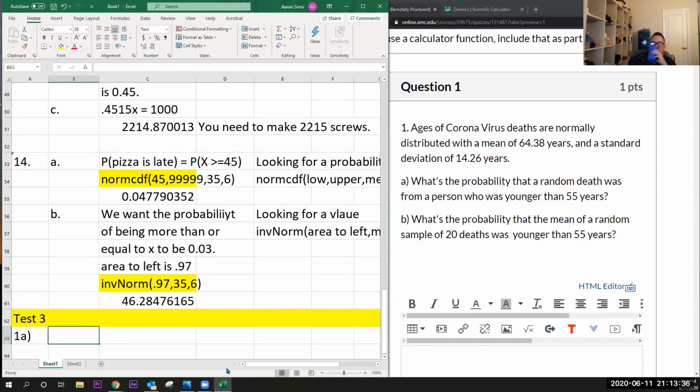All right, do you want to read it? Ages of coronavirus deaths are normally distributed with a mean of 64.38 years and a standard deviation of 14.26 years. What's the probability that a random death was from a person who was younger than 55 years? So it's normally distributed, and we have the mean and the standard deviation, and it's asking for a probability. So all we have to do is norm CDF on A. B is the one that's trickier.